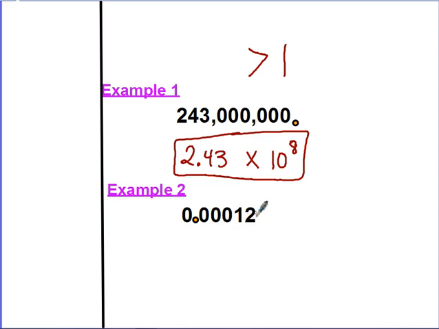0.00012. I'm going to move it so that I only have 1 digit to the left of the decimal point. You can only have 1 digit to the left and it cannot be a 0. So right now I have 1 digit to the left, but it's a 0. So I'm going to have to move it again. Still zeros to the left. Still zeros to the left. Still zeros to the left. There we go. Remember, you can only have 1 digit to the left and it can't be a 0. So now this is going to be my A.